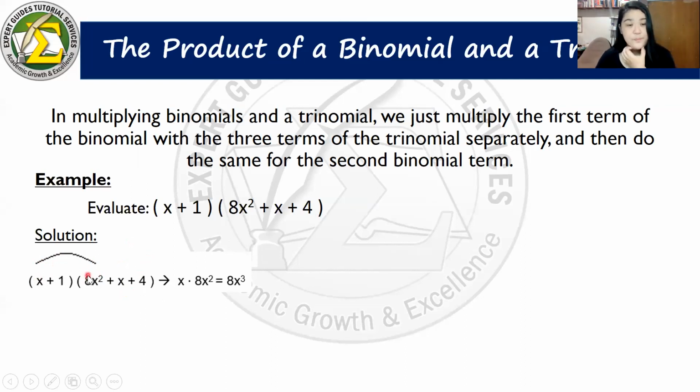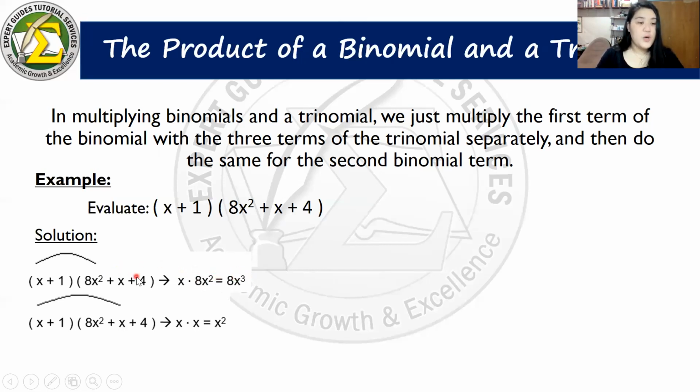So kapag same law of exponents, so kapag same variable sila, and you're going to multiply same base, which is x, you're going to add the exponent. So x raised to 1 times x raised to 2. So 1 plus 2 is equal to 3. So we have x raised to 3 or x cubed. So this is 8x cubed. Next, we have x multiplied by itong second natin, which is x. X times x is equal to x squared. And then x multiplied by 4, we have 4x.